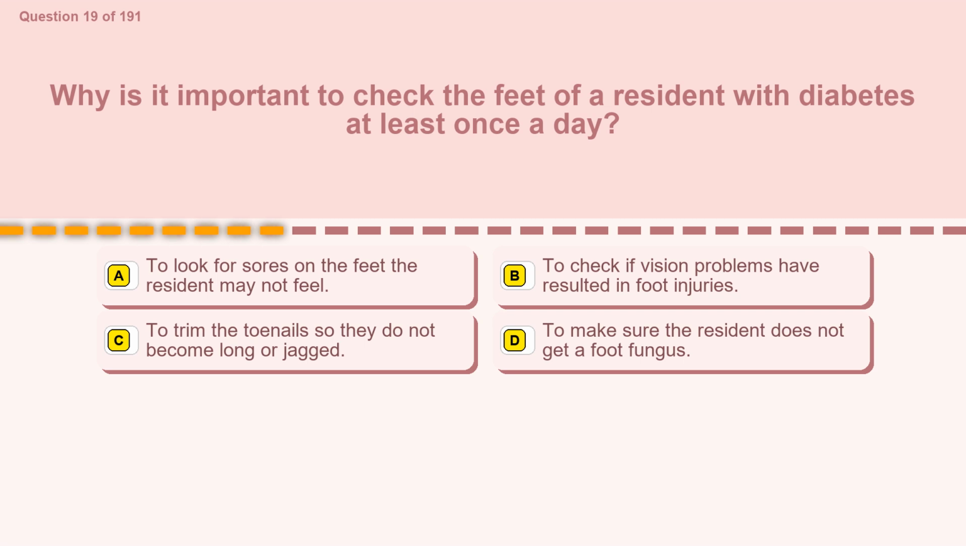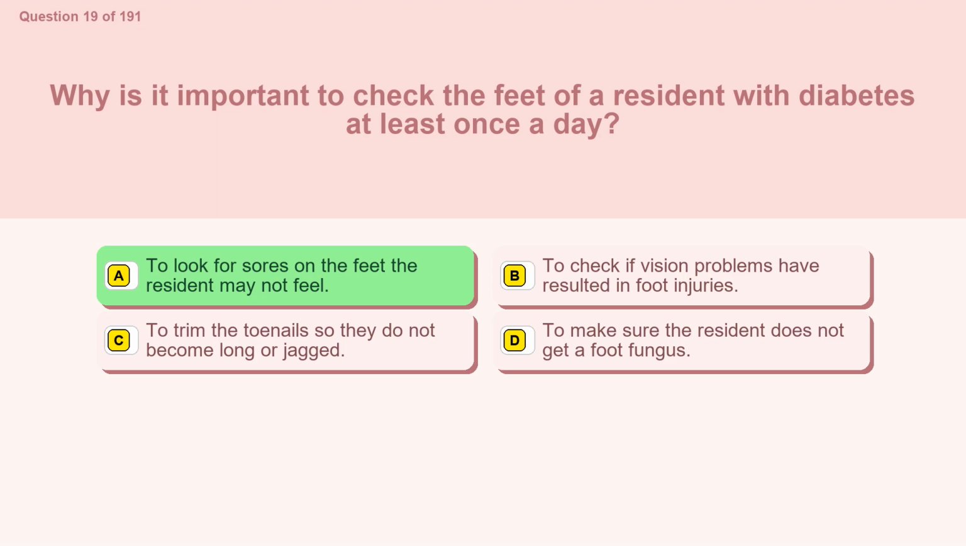Option A. To look for sores on the feet the resident may not feel. Option B. To check if vision problems have resulted in foot injuries. Option C. To trim the toenails so they do not become long or jagged. Option D. To make sure the resident does not get a foot fungus.